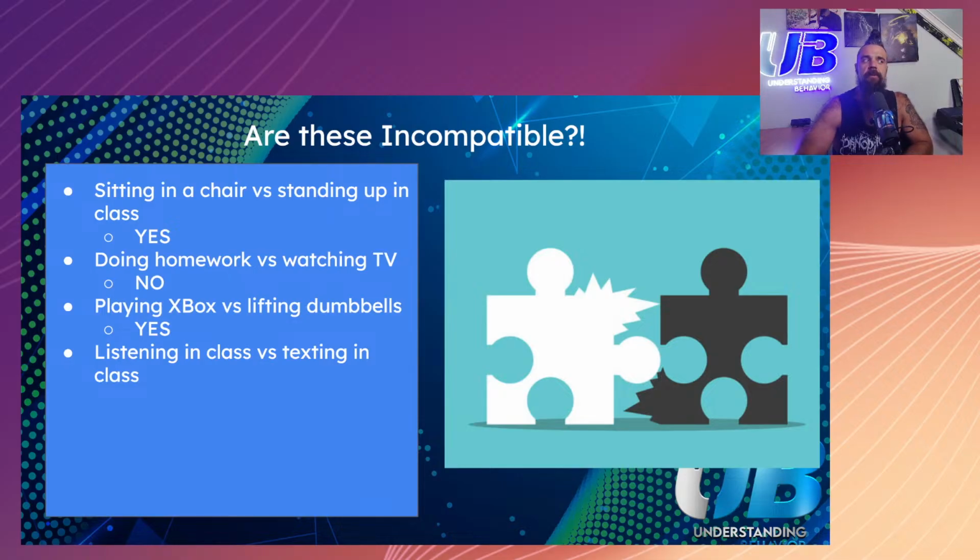All right, how about this next one? We've got listening in class versus texting in class. Are these incompatible? Yes or no? Cool, you guys are on the right track here.